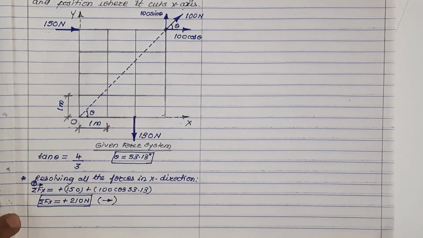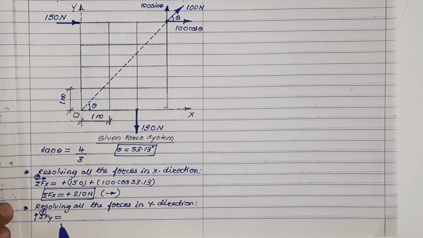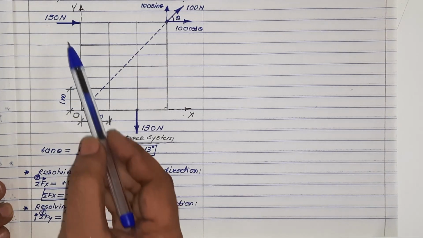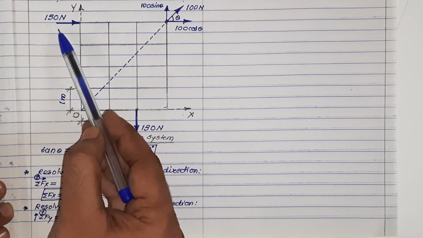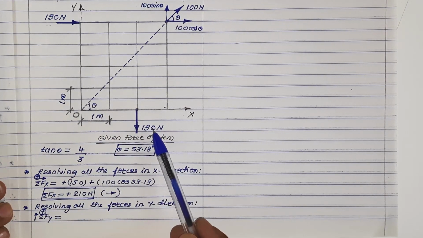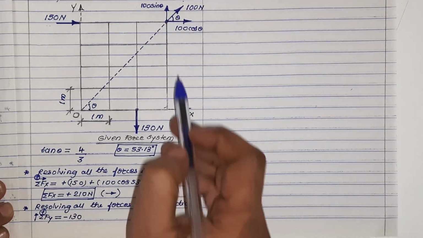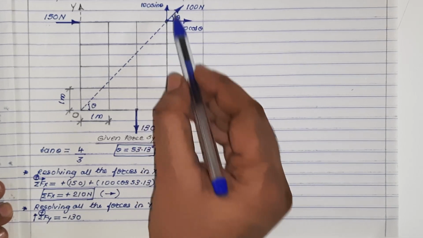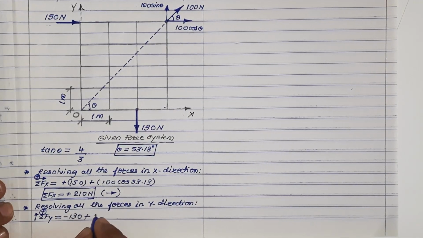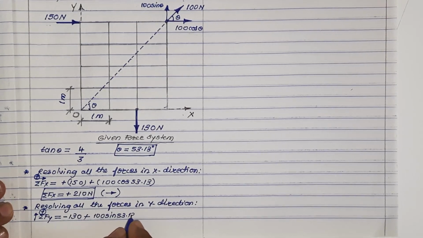Similarly, we will find summation Fy. Resolving all the forces in the y direction, summation Fy is written as, see, this is a 150 Newton horizontal force, so its y component will be 0. 130 Newton is a vertical force which is acting downward, hence it will be minus 130. Thereafter we have this 100 sin theta going upward, hence positive 100 sin 53.13.